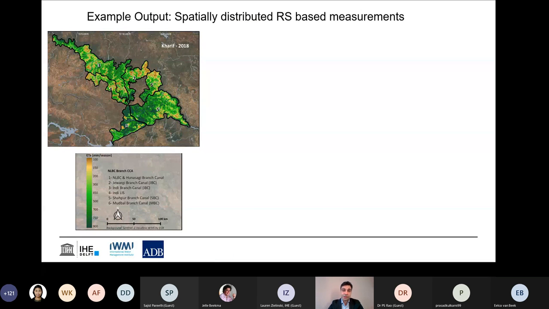So I can show you an example. This is a case study that has been done under this project from Karnataka in India. It's the NLBC irrigation scheme, which is about 500,000 hectares. The first map that you see now is evapotranspiration. If you look into the legend, it goes from 100 to 900, and this is evapotranspiration over the Kharif season in 2018. You see the area marked number 1, which is CCA1, has pretty high evapotranspiration, and up north you have much lower evapotranspiration. So it perfectly captures the variation in evapotranspiration rate.